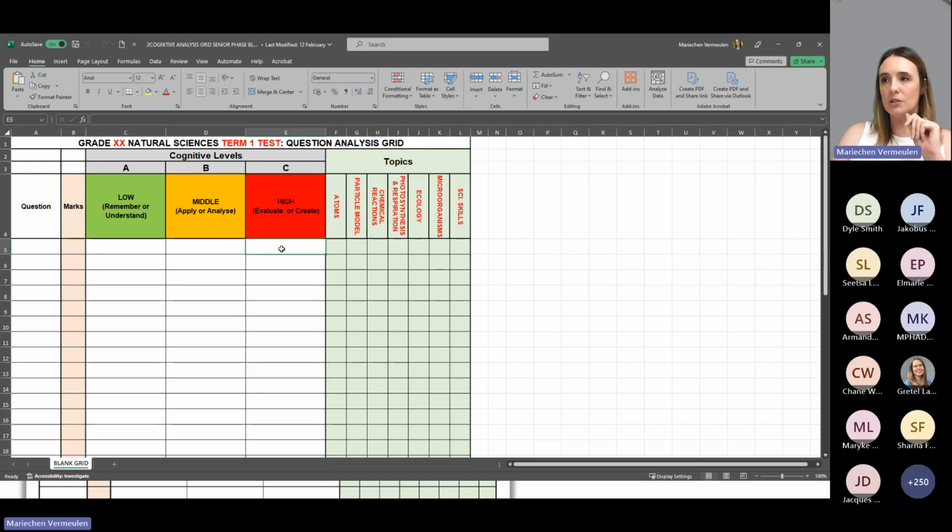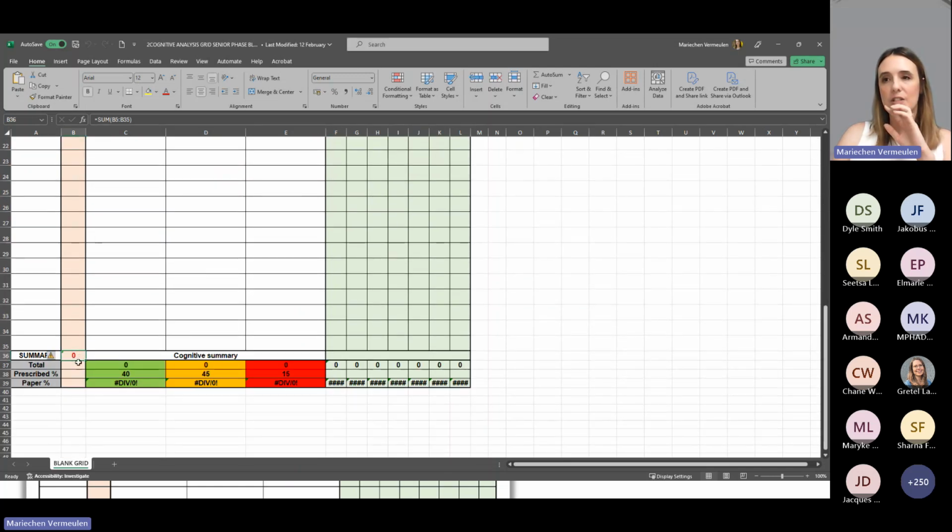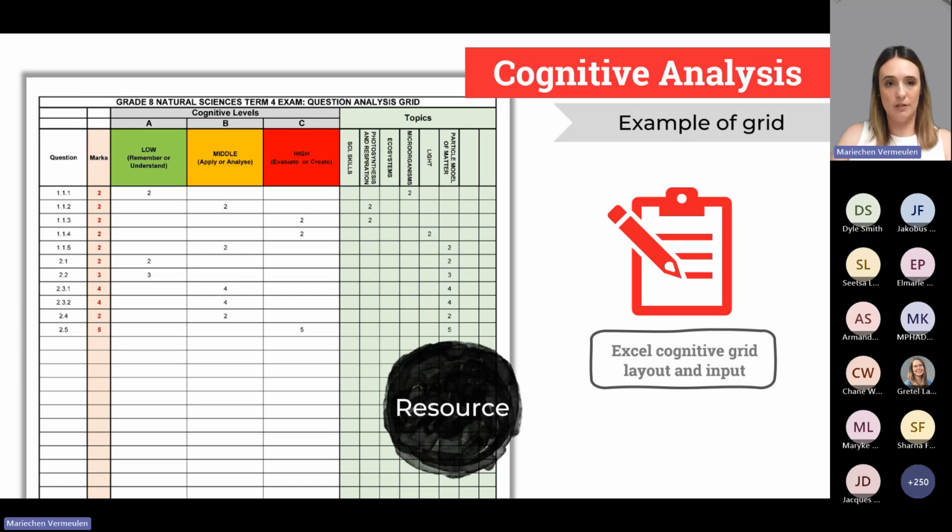As you input marks into these columns, it's going to count up at the bottom, so that you can see how many marks the total is for your paper, what the percentage for each level is, and whether you are roundabout on par to the 40, 45, 15. It's also going to show you the totals for each topic, which hopefully you've calculated so that you know you're supposed to be assessing X amount of marks for each of those topics. We're going to show you how to fill this in when we get to the cognitive analysis application in a bit. So just to get back to my presentation.